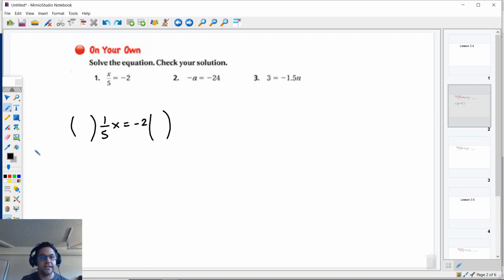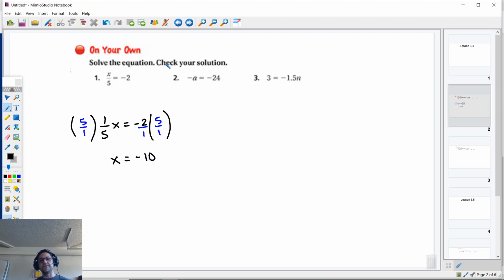Let me change colors just to emphasize that. You can put a little 1 underneath there. So x is going to be equal to -2 times 5, which is -10.